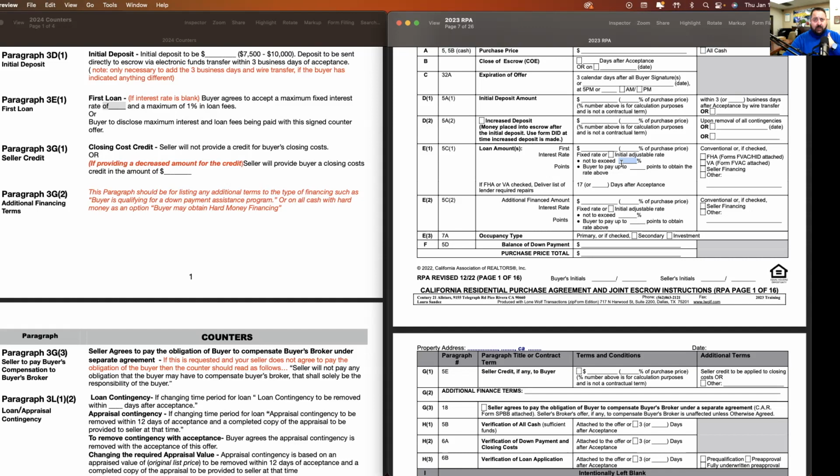Sometimes I'm the listing agent, maybe I'm going to even go a little bit higher and say, okay, well, you're going to get a maximum rate of 7, because that 7% is going to cover probably where we are right now with the rates. Or what I can do is buyer to disclose maximum interest rate and loan fees being paid with this signed counteroffer. Now, when they disclose it, they say, here's what we're getting as our maximum interest rate. I prefer that I'm stating what interest rate they're going to accept if I'm going to get my offer accepted, because I want to make sure that they're locked into the purchase. Okay. Yes, Tony, go ahead.